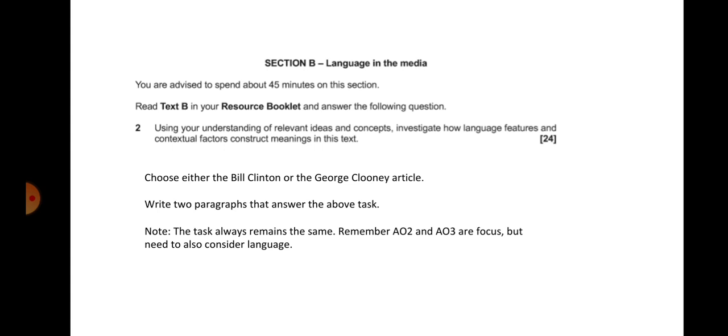So it says here, choose either the Bill Clinton or the George Clooney article. Write 2 paragraphs that answer the above task. Using your understanding of relevant ideas and concepts, investigate how language features and contextual factors construct meanings in the text. Note, the task always remains the same. Remember, AO2 and AO3 are the focus, but you need to also consider language.